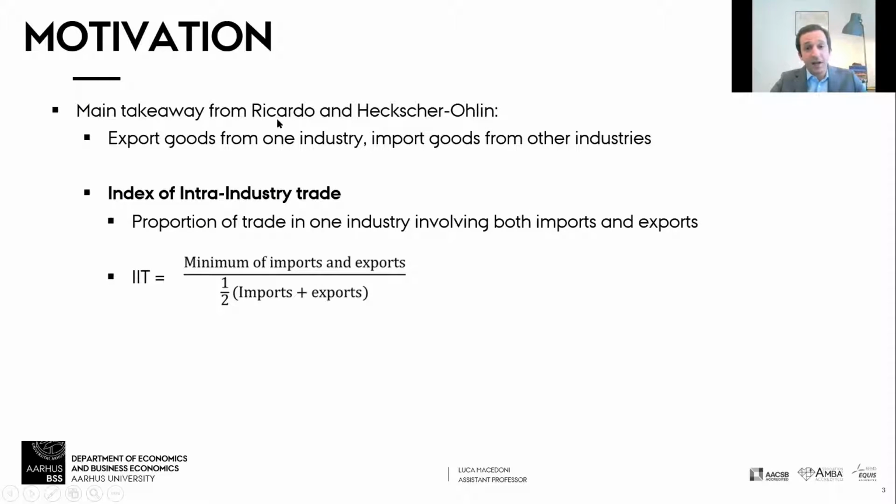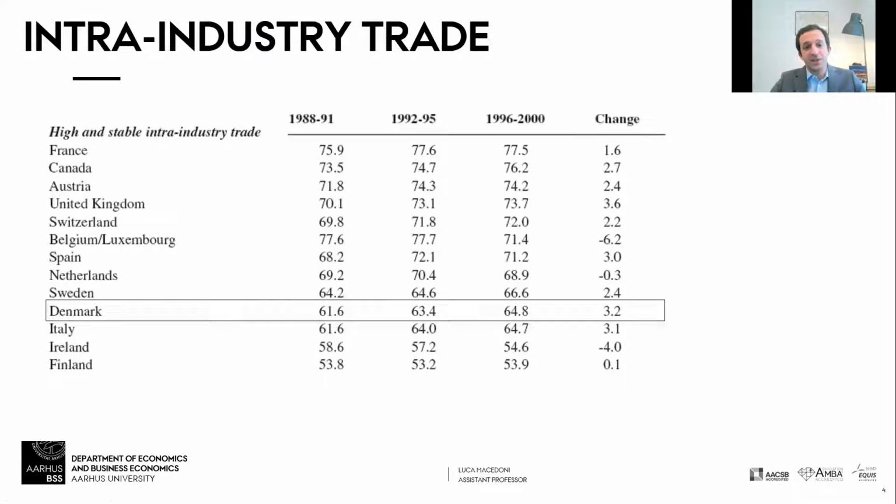How does this look in the data? Not 0. Here I'm highlighting the average intra-industry trade for Denmark with a series of other countries across years. And you see that this is 61%. Okay, so this is much larger than 0.